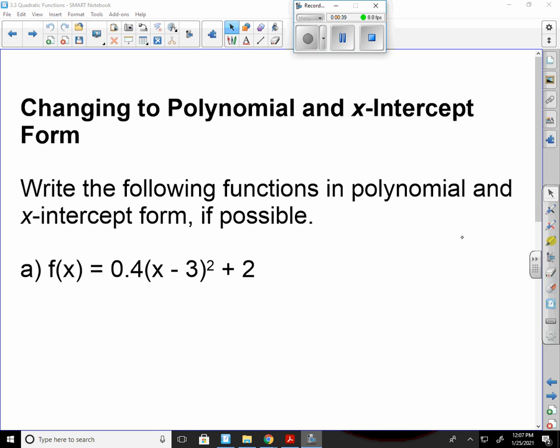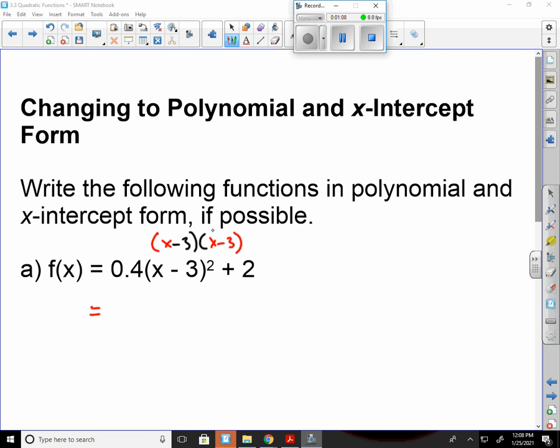Write the following functions in polynomial and x-intercept form if possible. Okay, so this one is currently in transformation form. So in order to put it into polynomial form, first I need to multiply out this x minus 3 squared. Now, if you don't remember, x minus 3 squared is the same as x minus 3 times x minus 3.